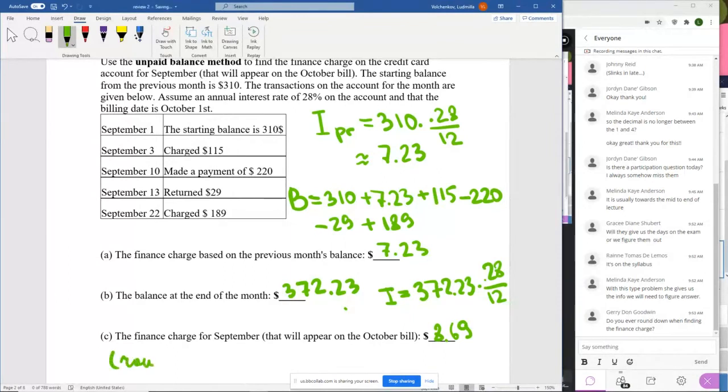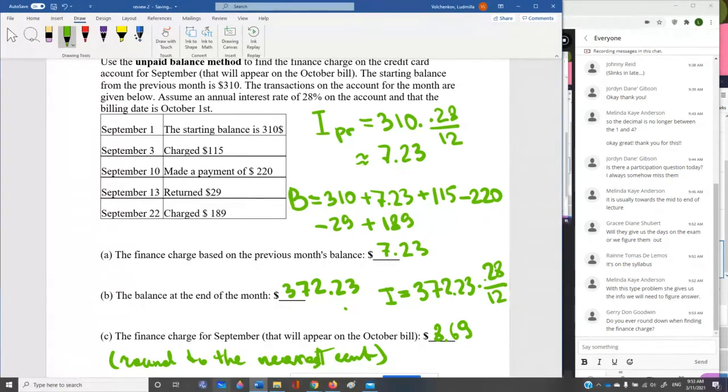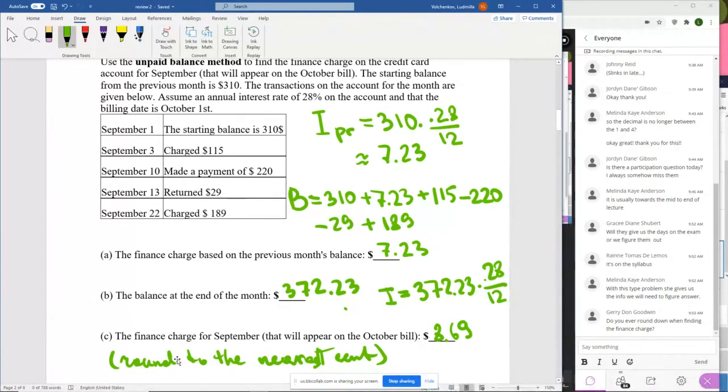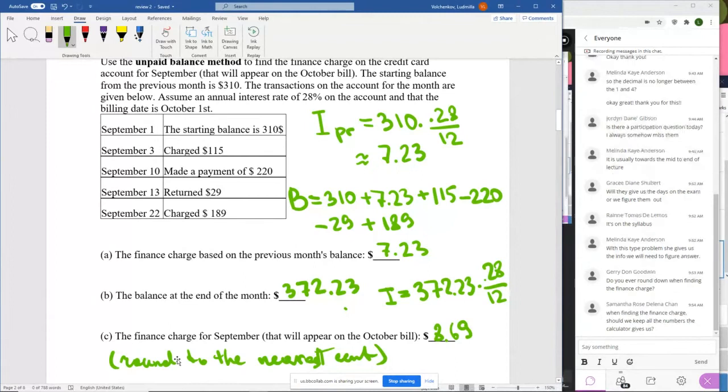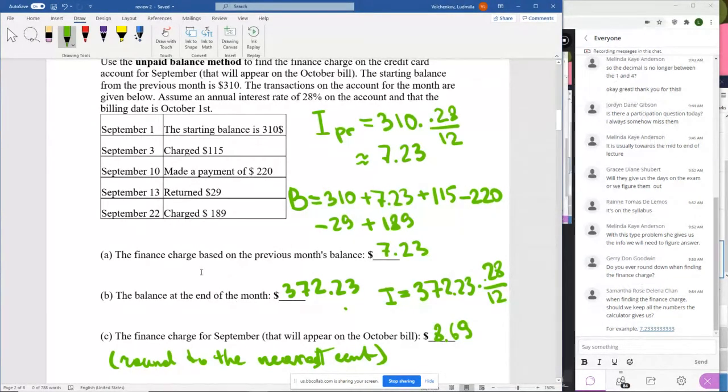Round to the nearest cent. I think I have added this to the body of the problem. So here you just round as needed. So 5, 6, 7, 8, 9, round up, and so on. This is a good question.